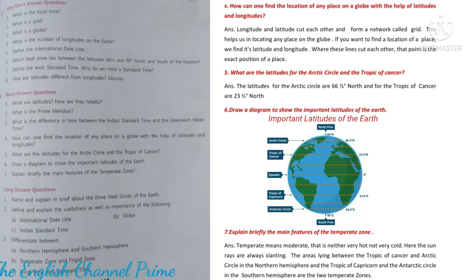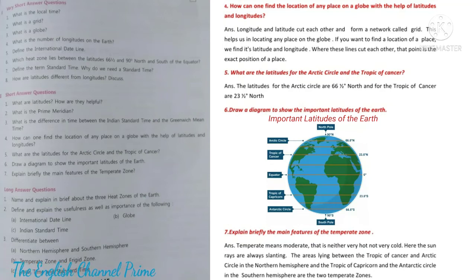Fourth question, how can one find the location of any place on a globe with the help of latitudes and longitudes? Answer, longitudes and latitudes cut each other and form a network called the grid. This helps us in locating any place on the globe. If we want to find the location of a place, we find its latitude and longitude where these lines cut each other. That point is the exact position of that place. Done.